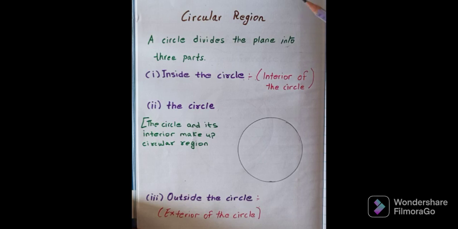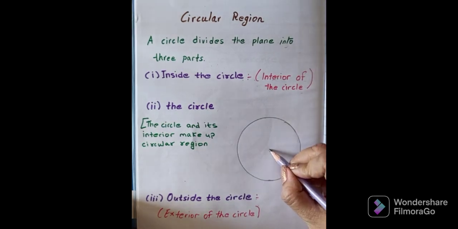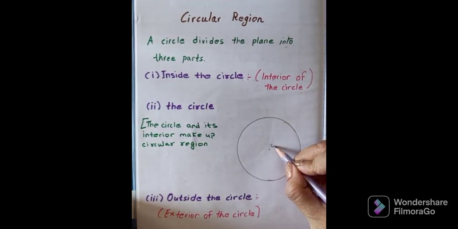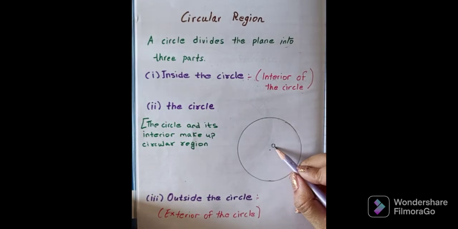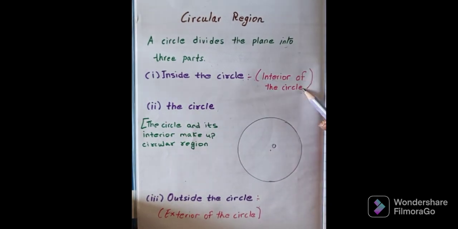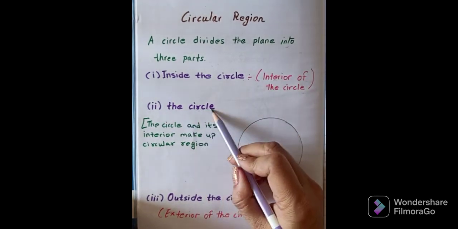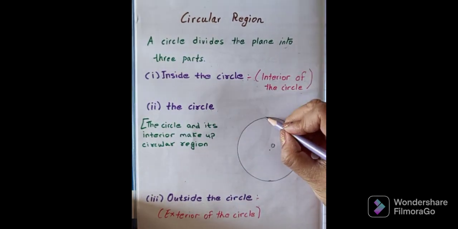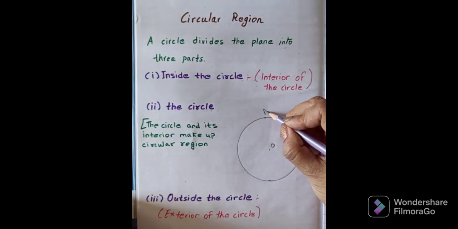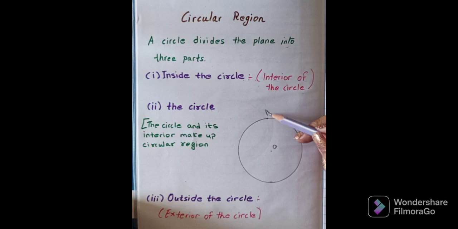Let's continue with more terms related to circle. The next term is circular region. A circle divides the plane into three parts. The first one is inside the circle, which is also called the interior of the circle. So this is the center of the circle. If I draw point O here, O is in the center of the circle, so it is in the interior of the circle. The next is the circle. If I draw a point on the circle, A is a point on the circle.